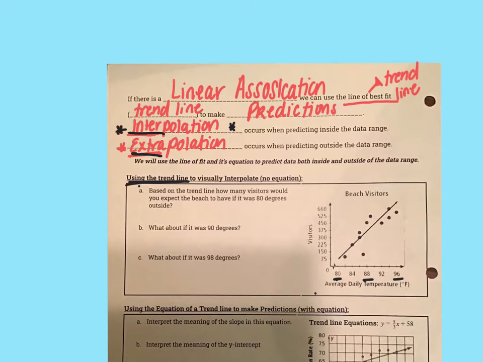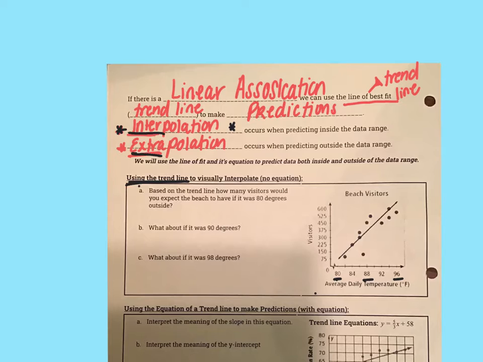So, question A says, based on the trend line, how many visitors would you expect the beach to have if it were 80 degrees outside? We had this conversation yesterday, but I want to remind you. Once we draw this trend line, we only care about the trend line. All the other data points no longer matter. We're only looking at the trend line. So when I'm making predictions off the line, not making predictions off of dots that are around the line. We're only looking at the line.